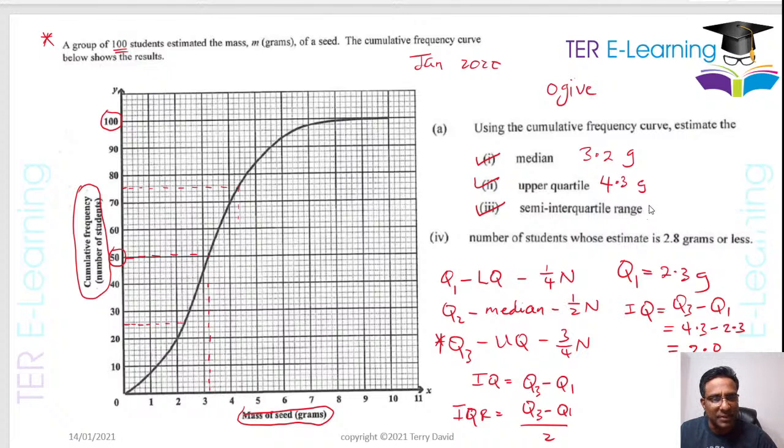So the question wants, in this part here, the semi-interquartile range. So I need to take 2.0 and divide it by 2, and I'm going to get 1.0 as my answer, 1.0 gram, right? That's my semi-interquartile range.